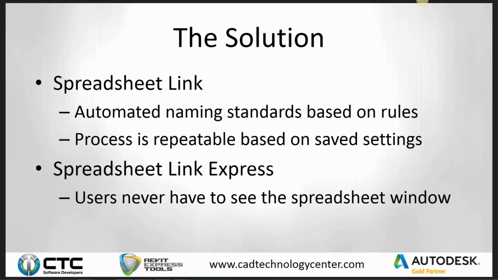This process is repeatable. I can save my Spreadsheet Link settings and run it on the same project multiple times over the life cycle of the project. I can also use this on multiple different projects by saving the settings out to an external file. And by using Spreadsheet Link Express, a companion tool to Spreadsheet Link, I can set it up such that users themselves can run my settings and never actually have to see the Spreadsheet Link window with all the settings inside of it. They can just run the tool and say, run these settings on my project, get all my types configured, and it'll modify everything pretty consistently.